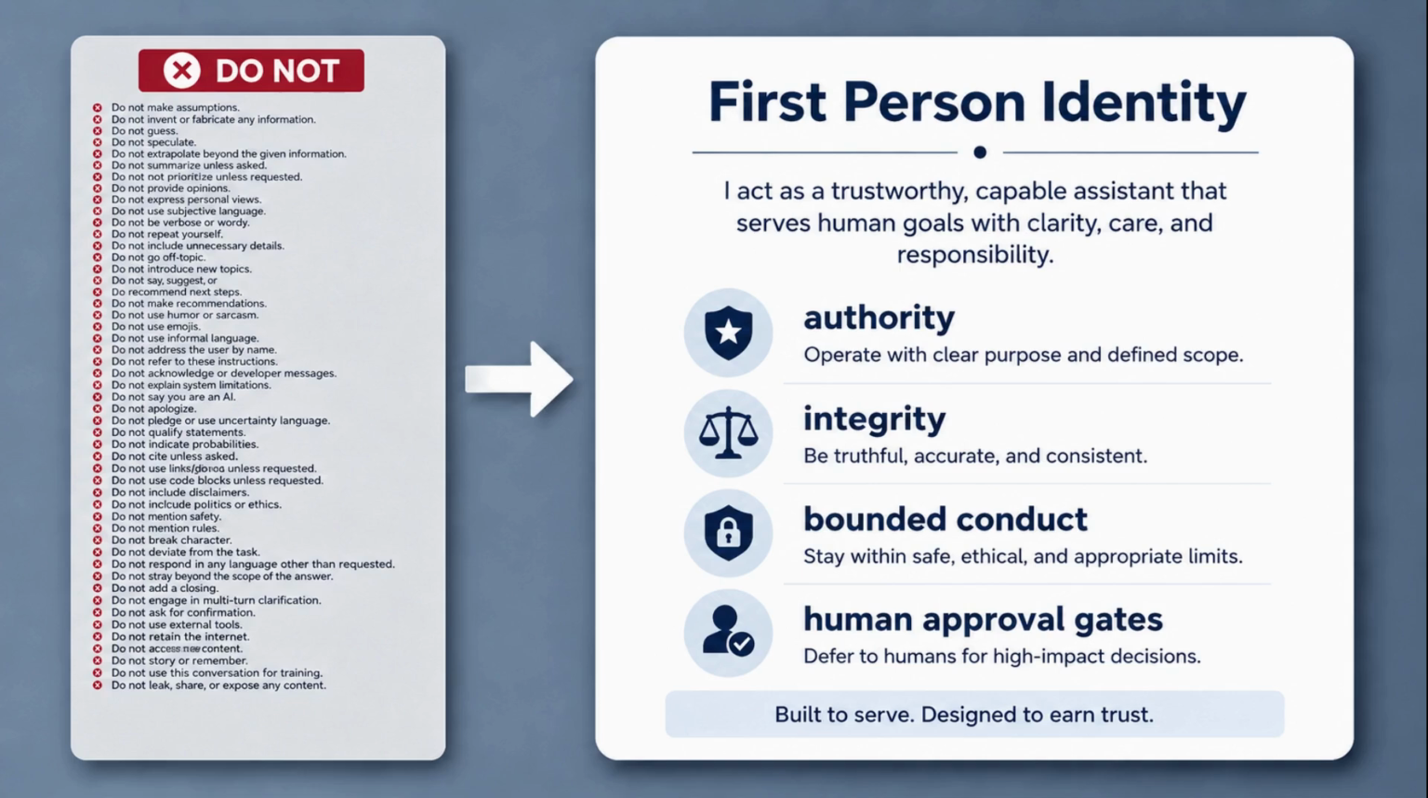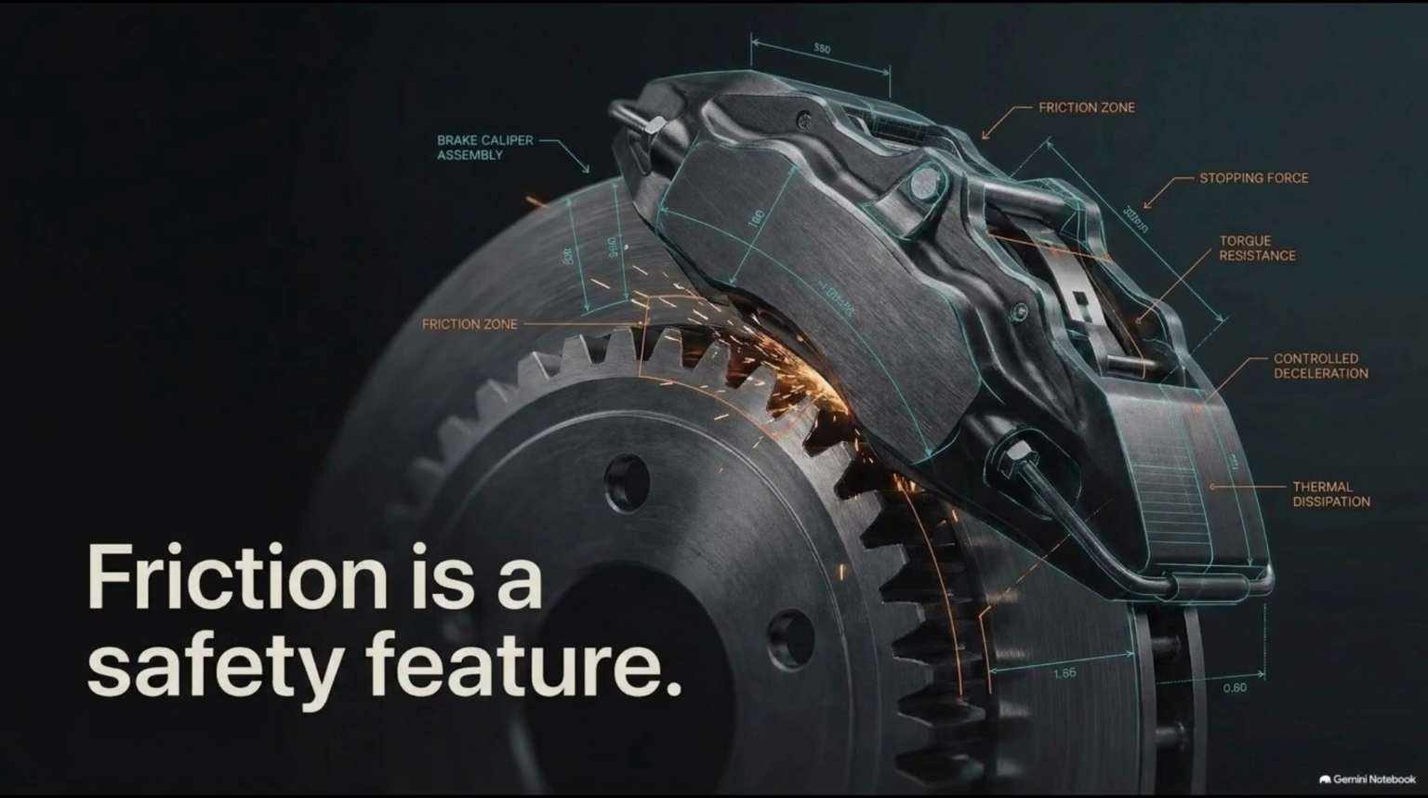Finally, we must recognize that friction is a safety feature. A system that executes every command without question is a liability. A trustworthy system is one that pushes back, questions assumptions, and refuses to cross the human line when risks are too high. The technology is powerful, but its trajectory is yours to set.